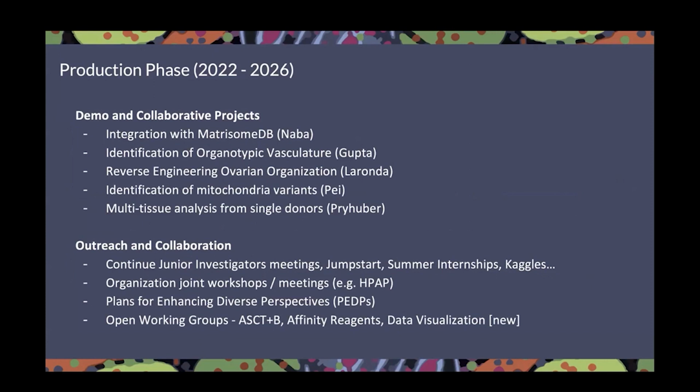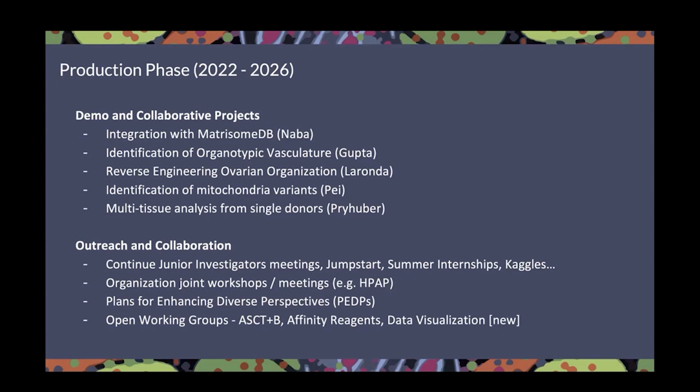Now, on this slide here, we have more information on demos and collaborative projects. So as you see, we are very interested to integrate with the matrisome database to identify organotypic vasculature, to reverse engineer ovarian organization, to identify mitochondria variants, and also to work on multi-tissue analysis from single-cell donors, to basically take one organ and get tissue from that one organ shared across different tissue mapping centers, and then compare the results of different assay types.